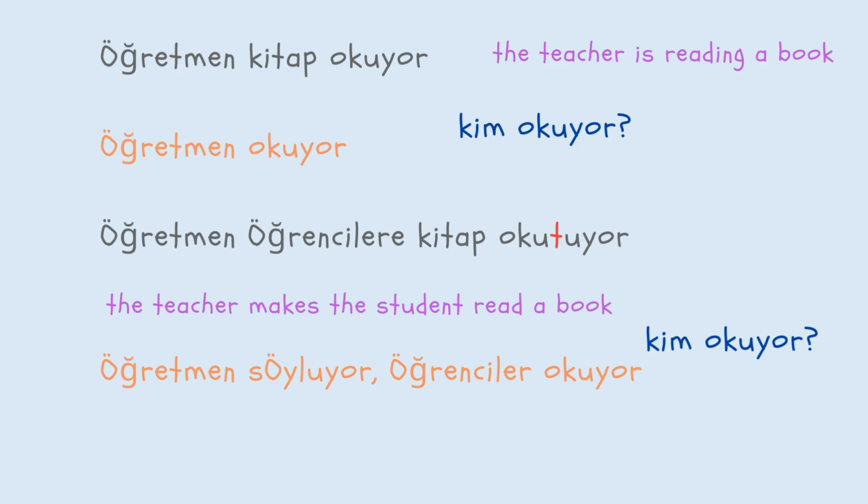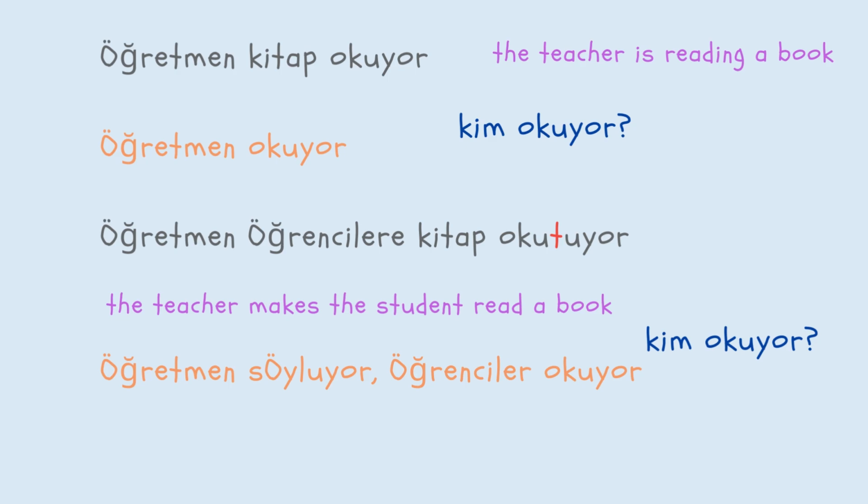Öğretmen kitap okuyor. The teacher is reading a book. Who's reading the book? Kim okuyor? Öğretmen okuyor. So I have a person, a subject, and the action he is doing. Öğretmen okuyor. Let's have a look at the second sentence.